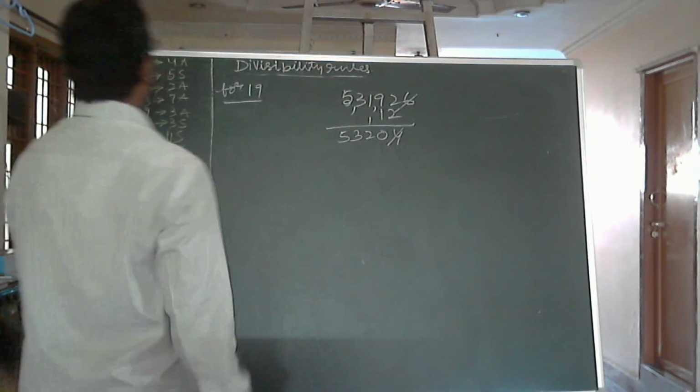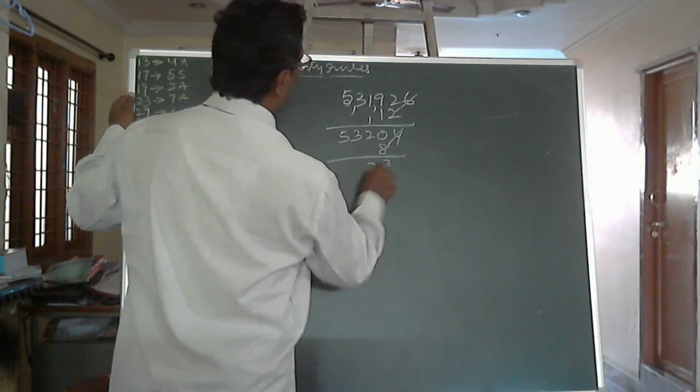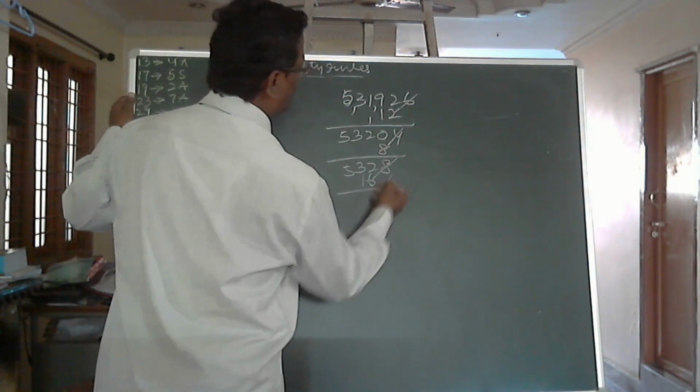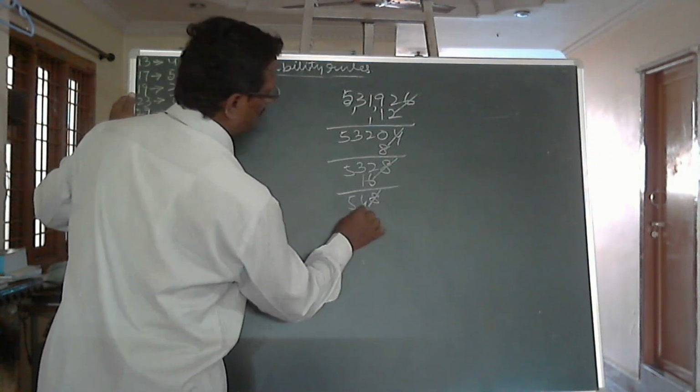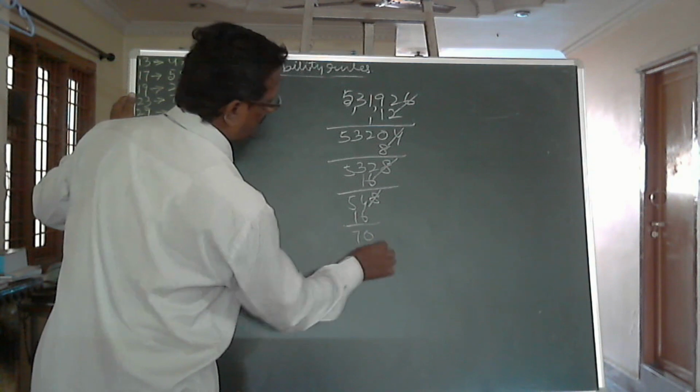Cut this, 2 times we have to add. 2 4s are 8. 8, 2, 3, 5. Again cut it, and 16. 2 times 8 is 16. This is 8, 4, 5. Cut this, 2 times 16. This is 0, 7, 70.